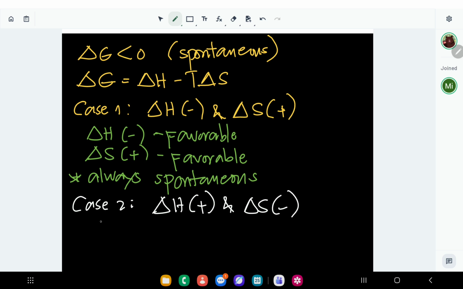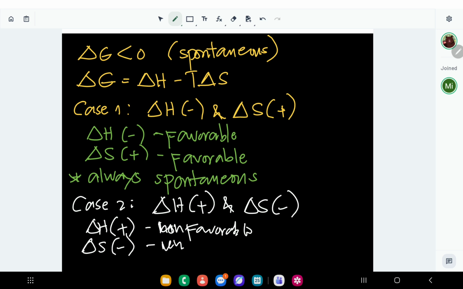And then case 2, what if delta H is positive and delta S is negative? Okay, so delta H is positive, that means it's unfavorable. Then delta S is negative, unfavorable. Therefore, the reaction is never spontaneous. And then another case, can you go to the next page? What if both are negative?